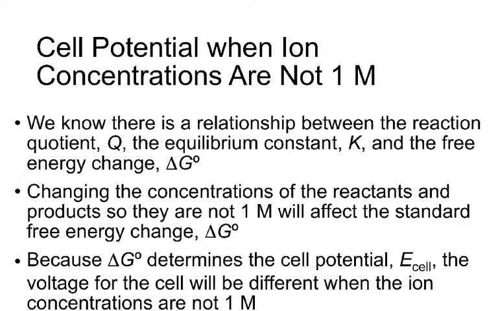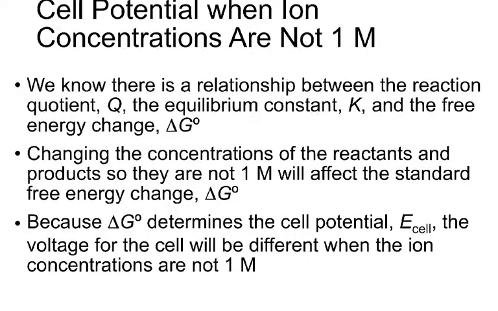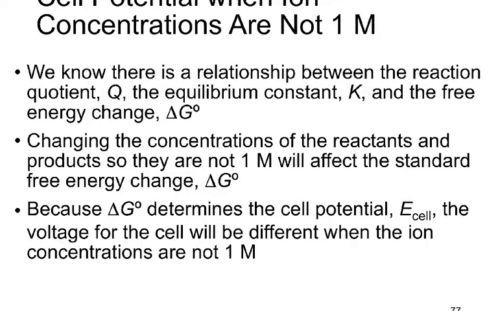What about when we're not under standard conditions, as most reactions are? If we change the concentration of the reactants and products so they're not 1 molar, that's going to affect our free energy change and our equilibrium constant. And because our free energy change determines our cell potential, it is going to be different when the ion concentrations aren't 1 molar.